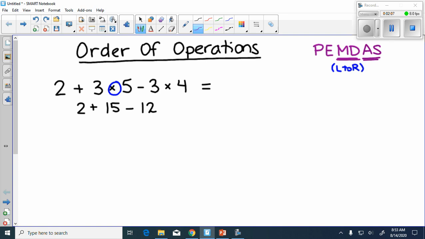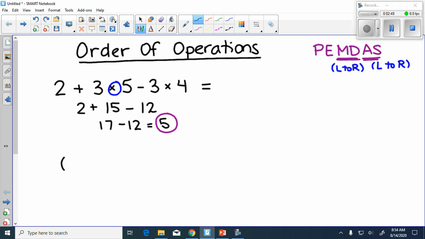Last, we complete the examples doing addition and subtraction, again working from left to right in the problem. So here we see 2 plus 15 is 17. Write it in black. And 17 minus 12 is 5. All right. So from the problem that we were given there on the top line, the answer, when we compute it, is 5. And 5 is the only correct answer for that example. Okay.